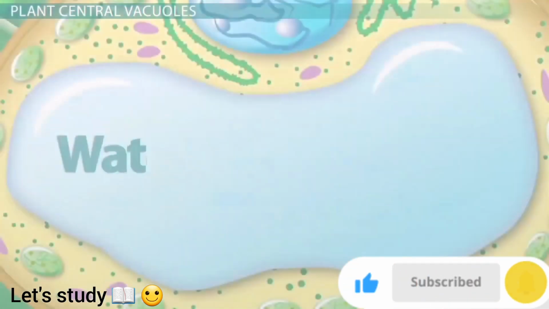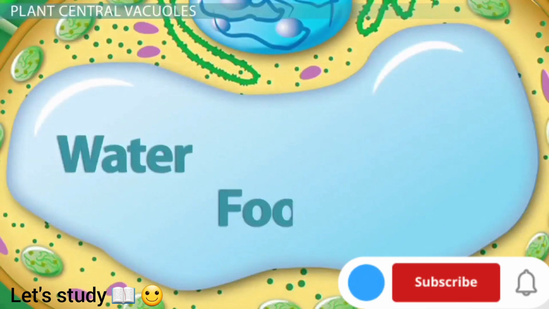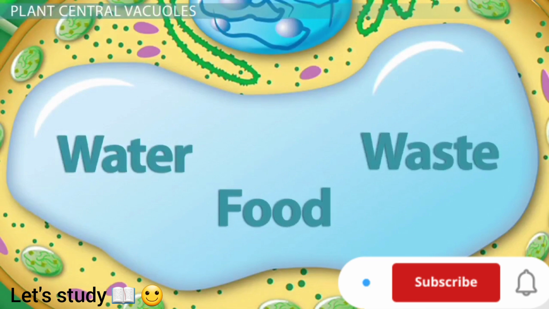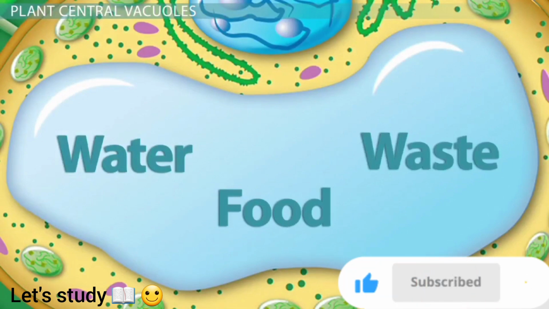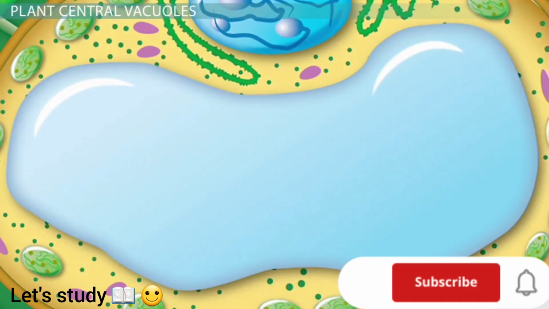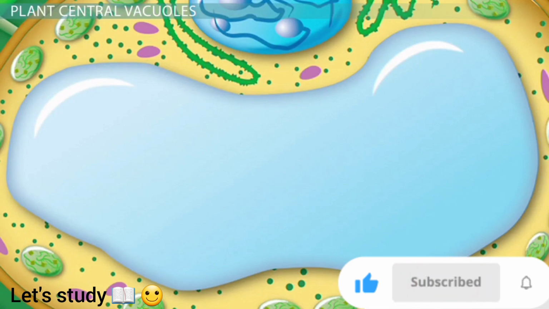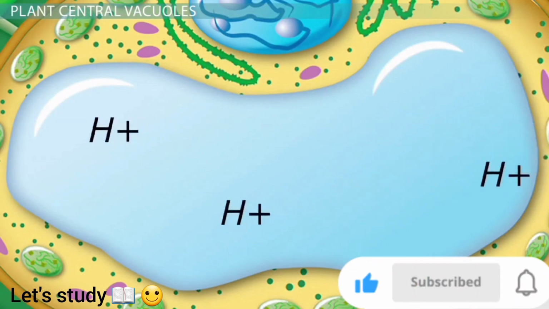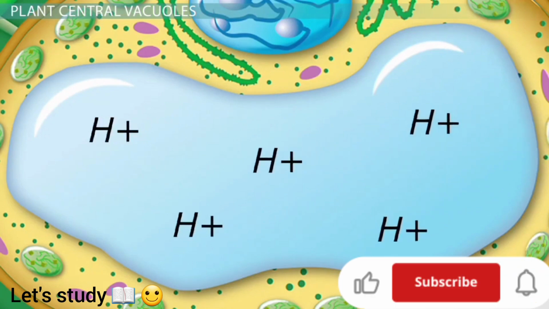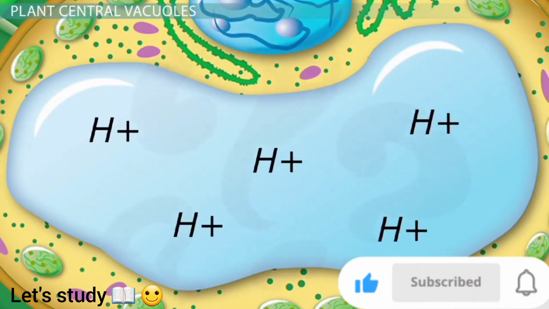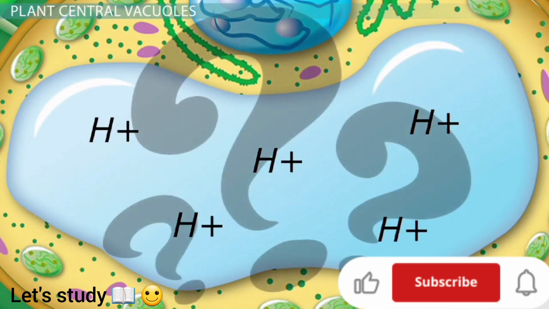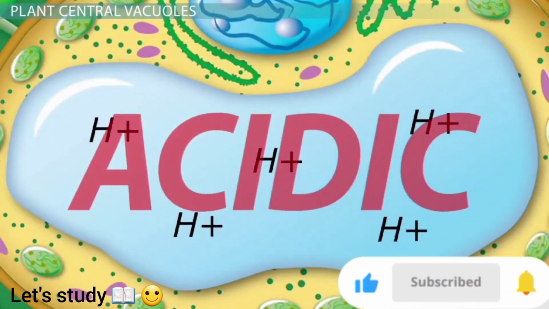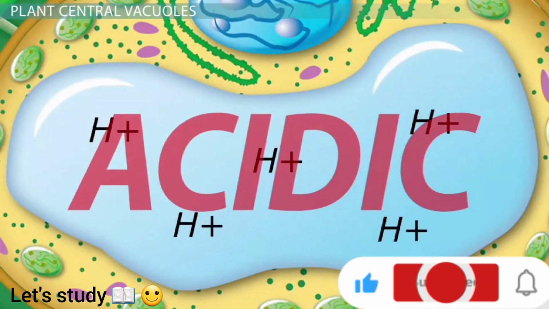However, in addition to water, a vacuole can also contain food and other nutrients, as well as waste products. The central vacuole can also contain digestive enzymes like those in animal cell lysosomes. A central vacuole can also help maintain a neutral pH in the cell by pumping hydrogen atoms, or protons, from the cytoplasm into the vacuole. What happens if you pump a lot of protons into the vacuole? This makes this plant cell component acidic, which is also similar to a lysosome.